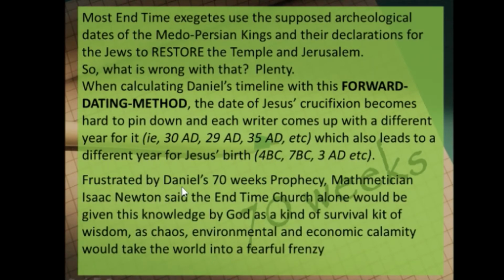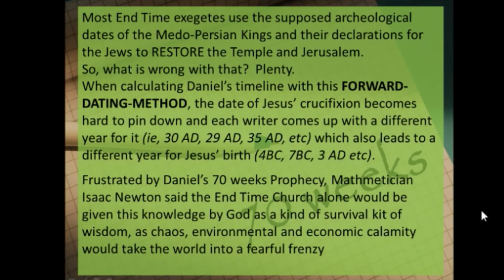Isaac Newton was frustrated by Daniel's 70-week prophecy because he was a forward date-setting guy. And he said the end-time church alone would be given this knowledge by God as a kind of survival kit of wisdom, as chaos, environmental, and economic calamity would take the world into a fearful frenzy. I think the world is in a fearful frenzy right now. It just seems to be chaos all over the place, division, politicians wanting to appear on TV shows. I mean, it's just incredible what's going on.